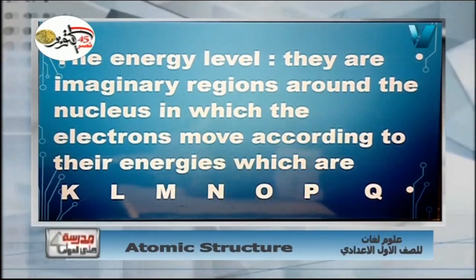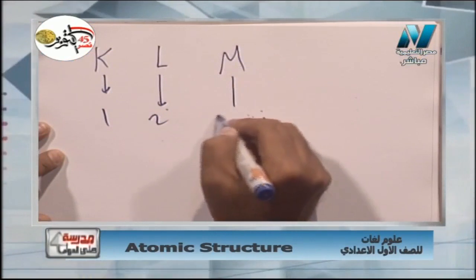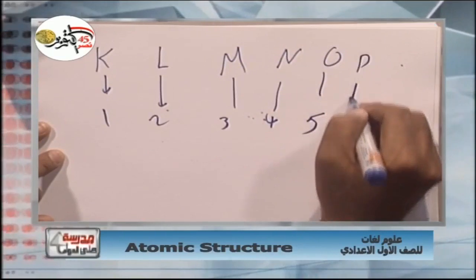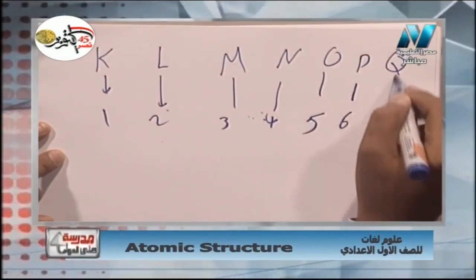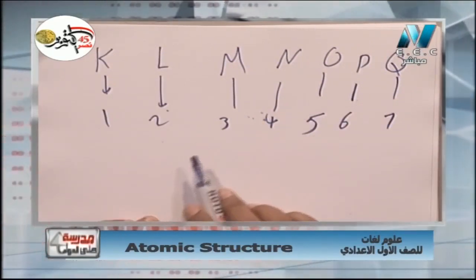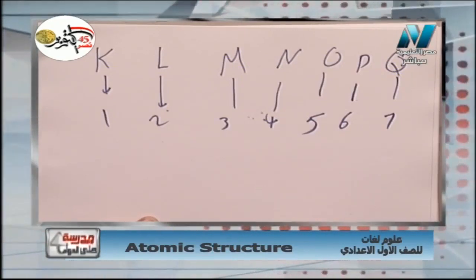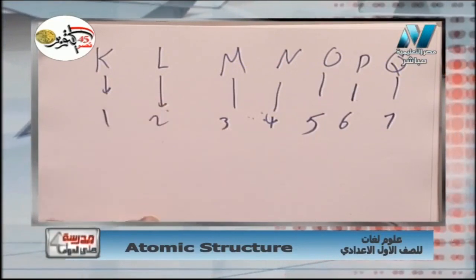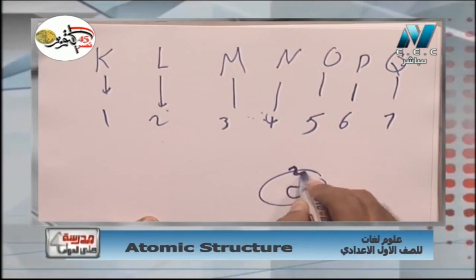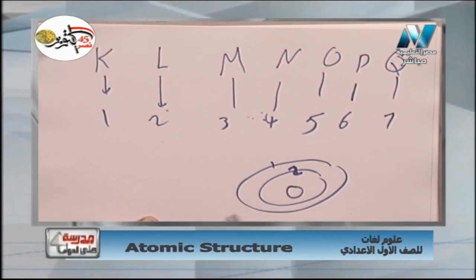Look at me, my dear students. K is number 1, L, M, N, O, P, Q. Do all of these energy levels exist in all the 118 elements? No. Hydrogen has just 1 energy level, K. Hydrogen has only K. Helium, K. Lithium, K and L, and so on.